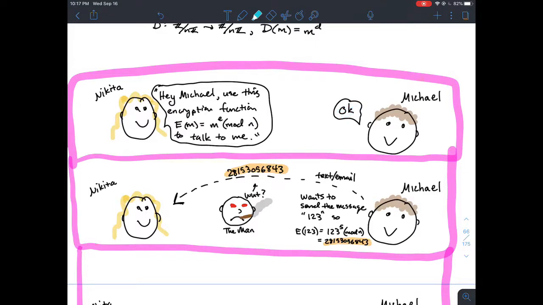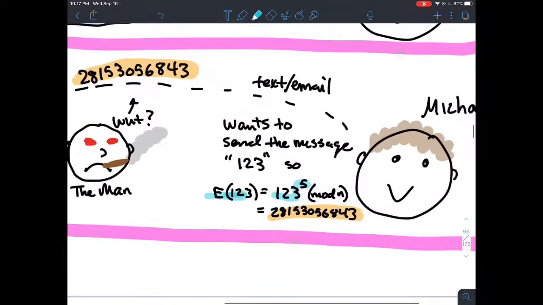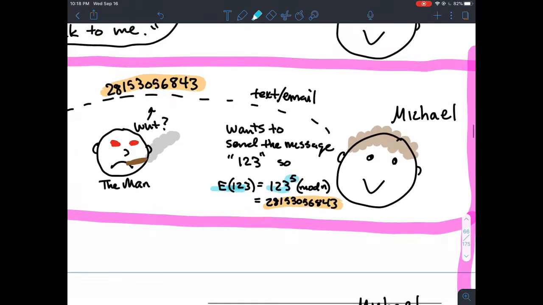Cool. So on the next slide, Michael thinks to himself, I just want to send the message 123 to Nikita. So what he would do is he would take 123 and plug it into this function E, which raises it to the 5th power and reduces it mod n, in which case we've encrypted 123 as this number 281530 blah blah blah. That orange number is what he's going to send in a text or an email back to Nikita.